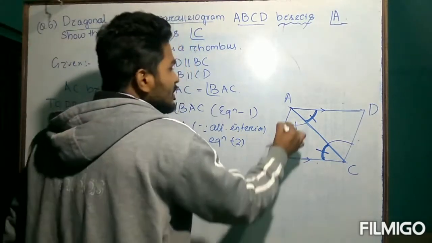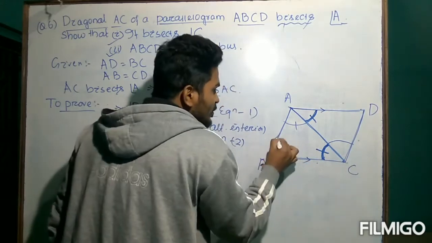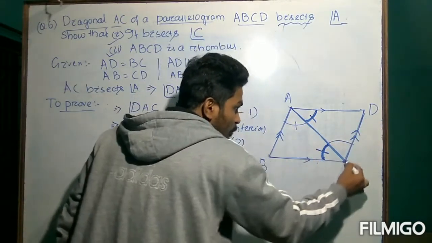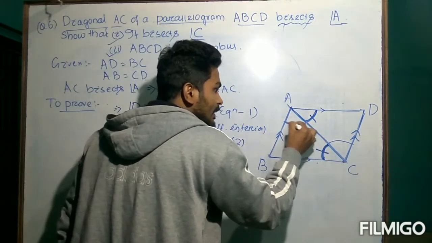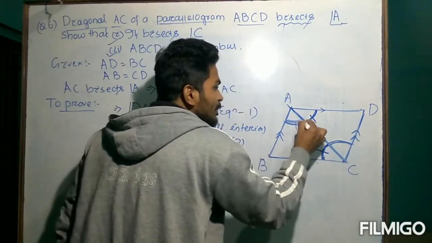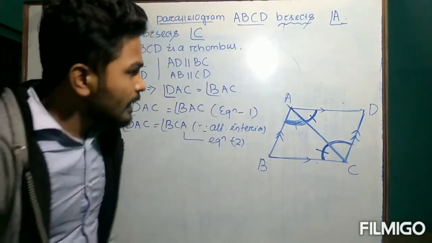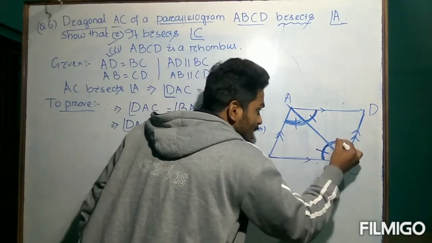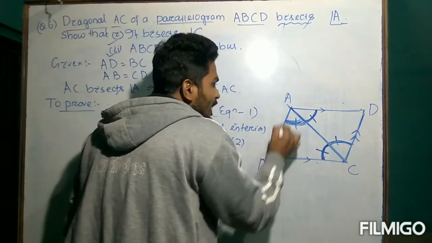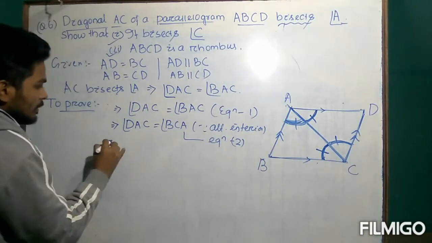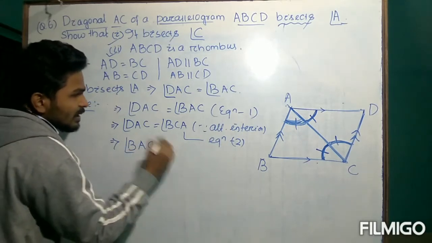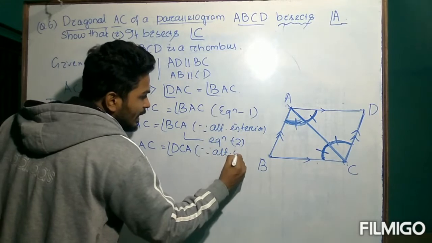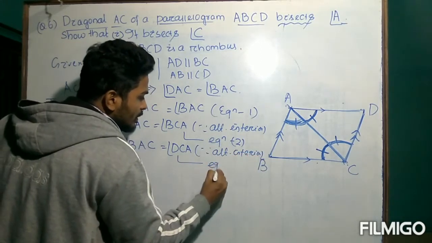Let's say this is equation number 2. Next, if we consider side AB and side DC, these two sides are also parallel since it is a parallelogram, and AC is a transversal. Then this angle and this angle are known as alternate interior angles. Since these two lines are parallel with the transversal, these two alternate interior angles must be equal. That means angle BAC is equal to angle DCA. Why? Because they are also alternate interior angles. Clear? Let's say this is our equation number 3.